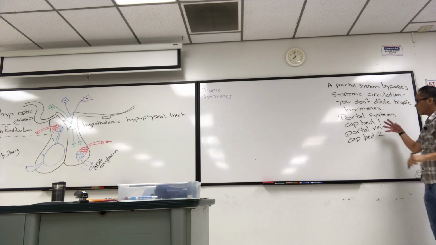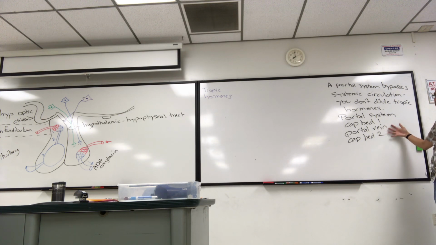Okay, any questions on the portal system and anything I've described for the anterior part? We're controlling it with tropic hormones, because you can't extend the neurons all the way to it, so we control it with tropic hormones. That's what we're going for here. It's very efficient that we have this portal system here.